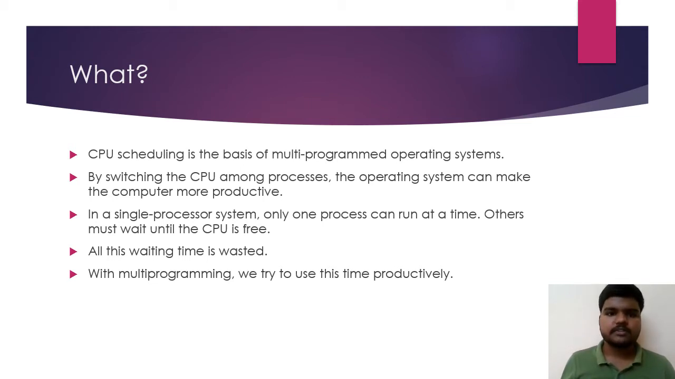As discussed before, a single process system can only run one process at a time, and other processes have to wait until it gets finished. So all this waiting time is wasted. To utilize the waiting time, we introduce CPU scheduling to make it more efficient.